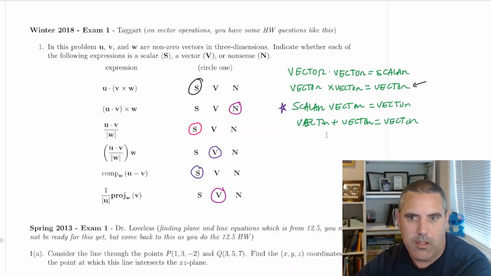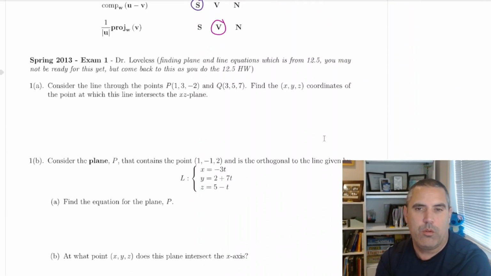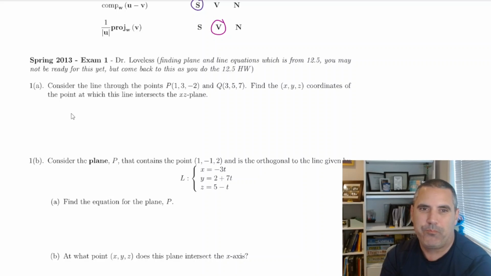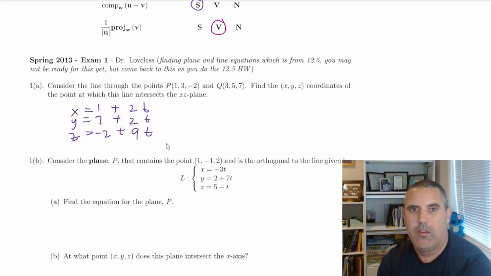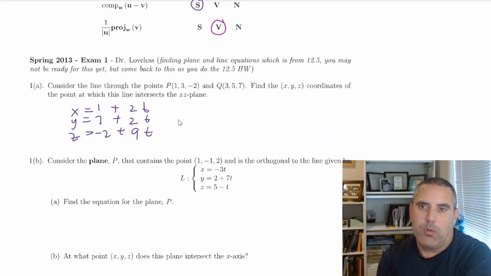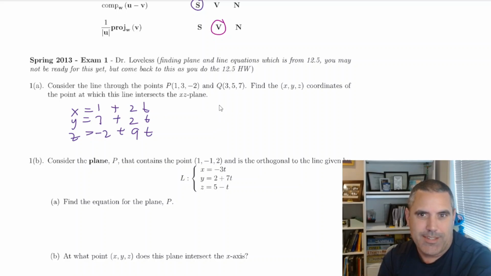Okay, consider the line through the points. Find the coordinates at which the line hits the xz plane. Hopefully finding a line is something that's very quick for you. 1, 3, -2, plus t times, and I'm going to use the vector PQ. So PQ, I'm going to do subtracting: 2, 2, 9. Find the x, y, z coordinates of the point at which this intersects the xz plane.